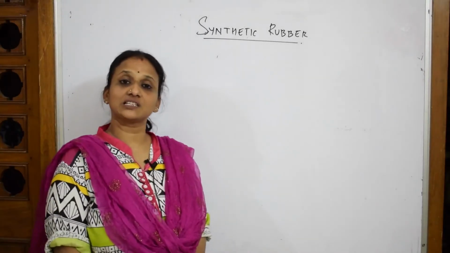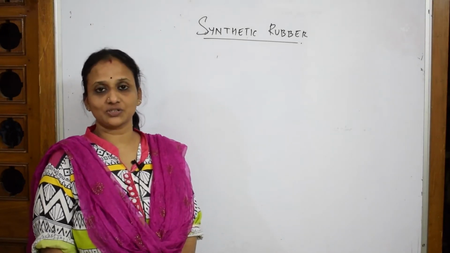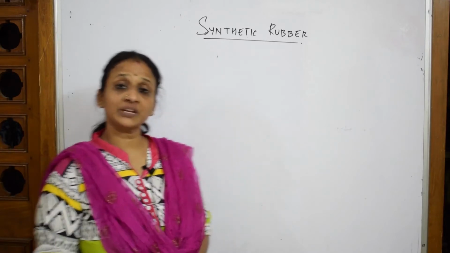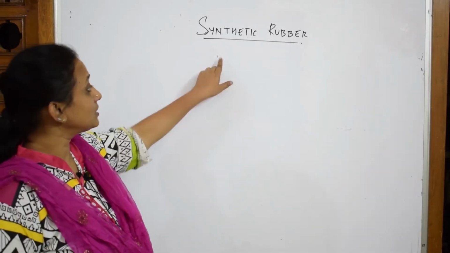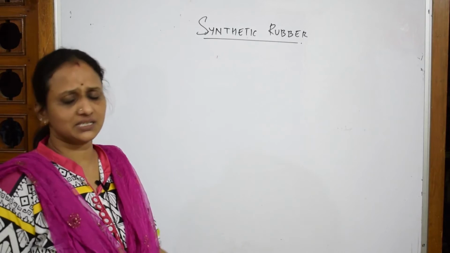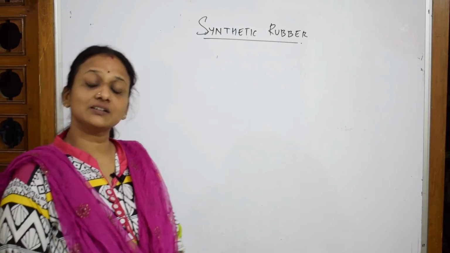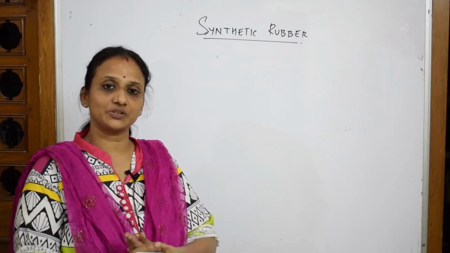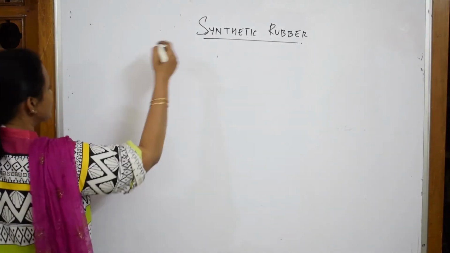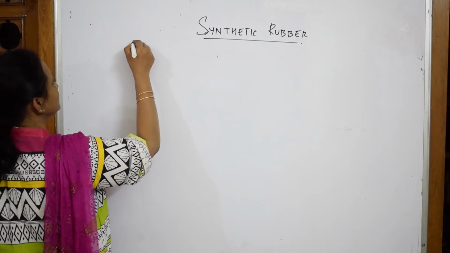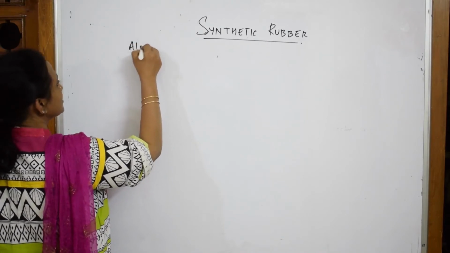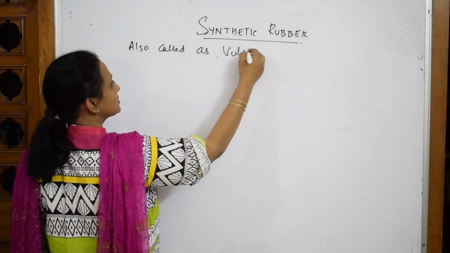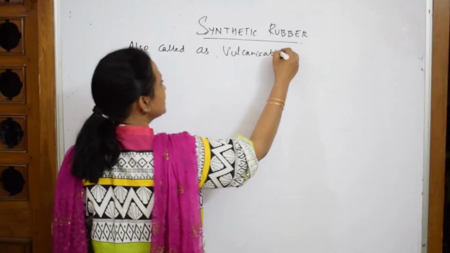Back and learn about synthetic rubber. We have already learned about natural rubber. We've learned the structure and also studied about vulcanization of rubber. So if I have to define synthetic rubber, it is the same like rubber only. It is also called vulcanizable rubber, where I can add sulfur bridges and stretch. So synthetic rubbers are also called vulcanizable rubbers, which can stretch.